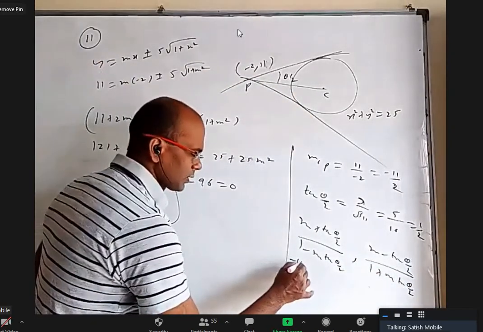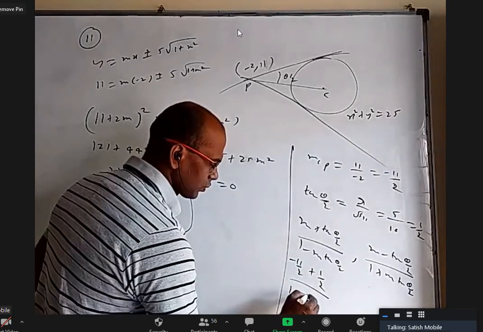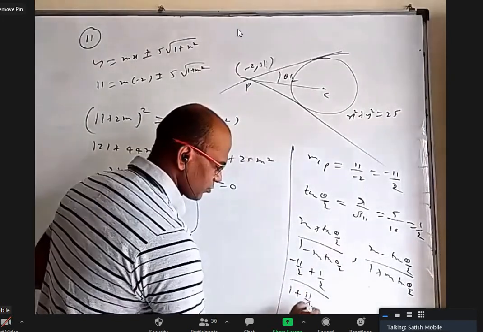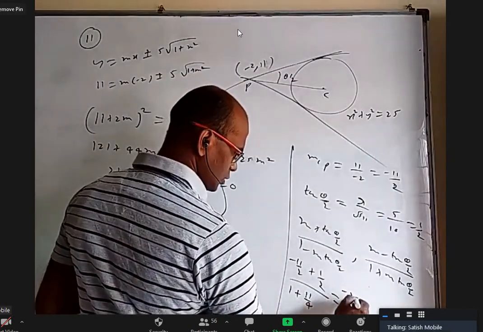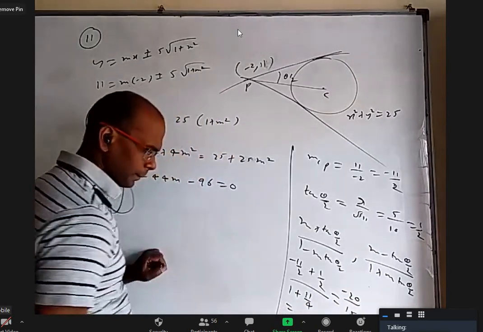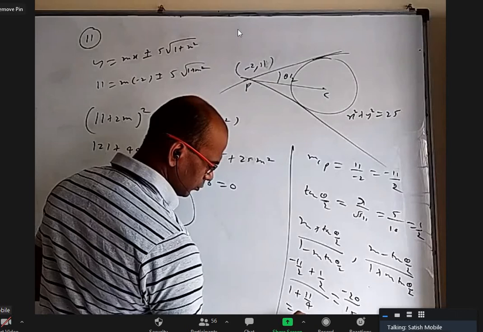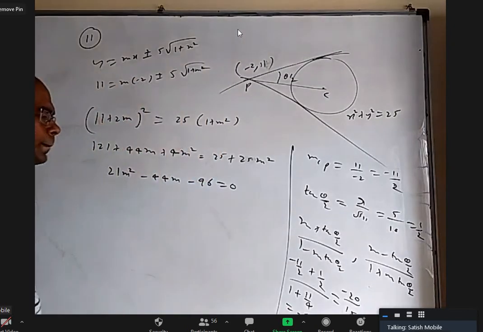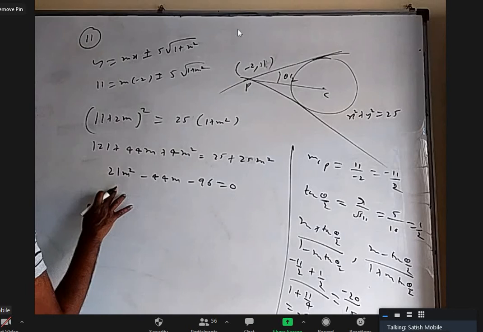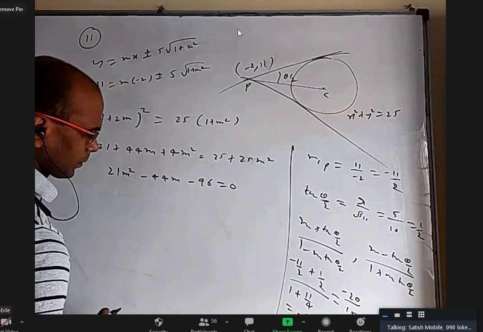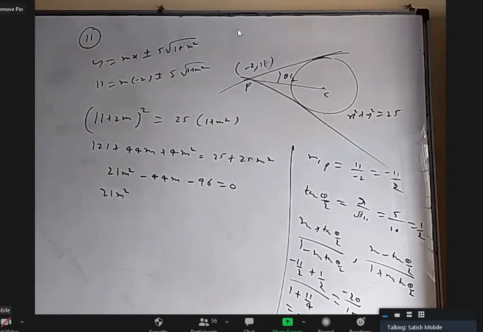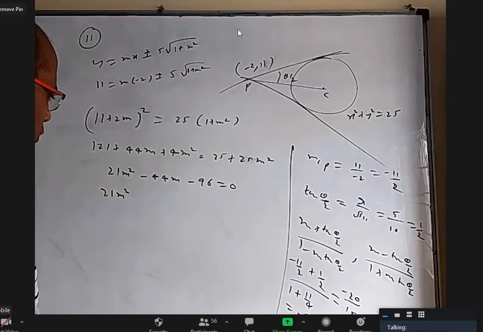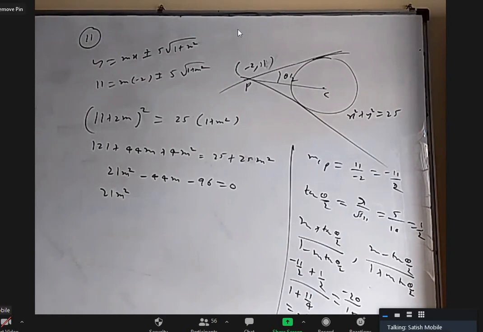That is minus 11 by 2 plus 1 by 2 by 1 plus 11 by 4. Simplify: minus 22 plus 2, minus 20 by 15. That is minus 4 by 3. So minus 4 by 3. And 24 by 7, sir. I'm getting 4 by 3 and 7.